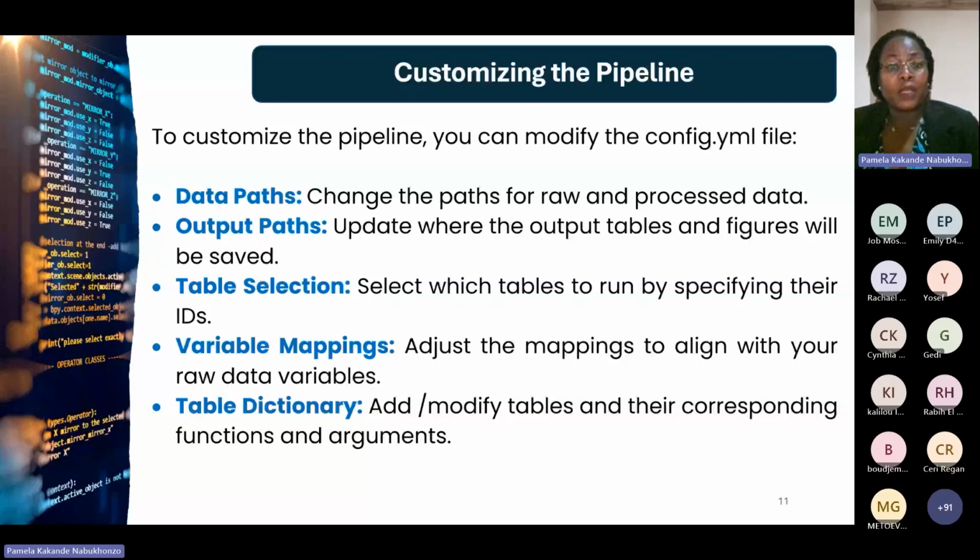So you have to ensure that these are in sync with what is in the pipeline, and then add or modify tables and their corresponding functions, because the pipeline tries to generate all the recommended tables in the UN principles and recommendations. So you pick out the ones for which your country has data to produce.